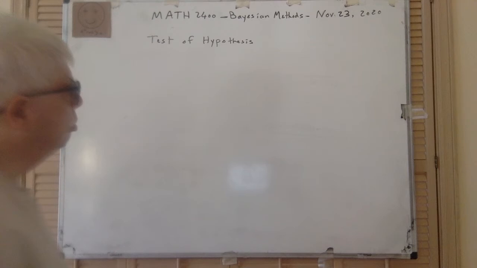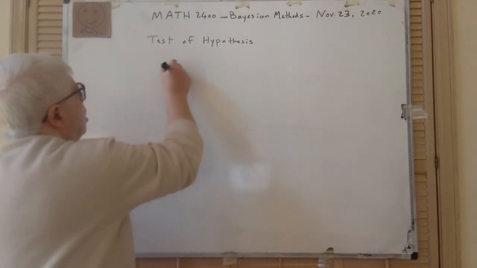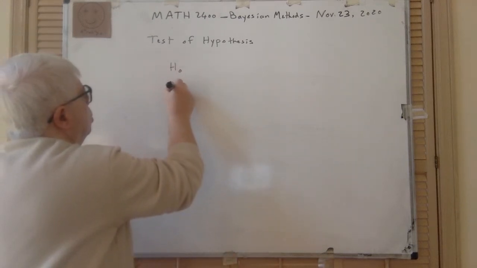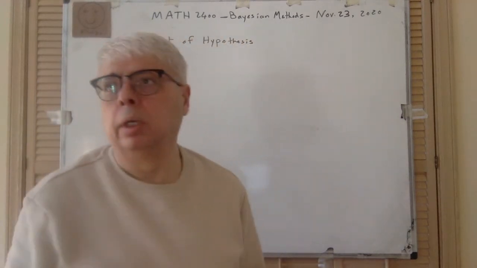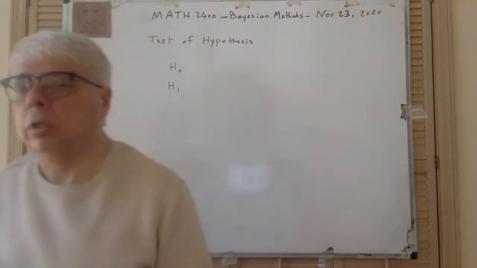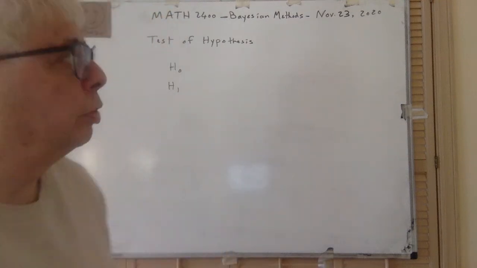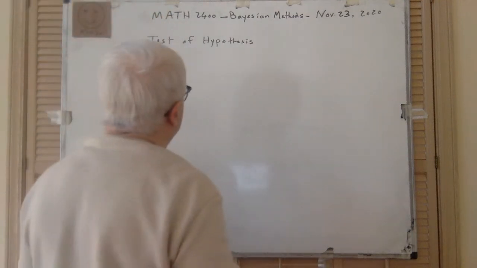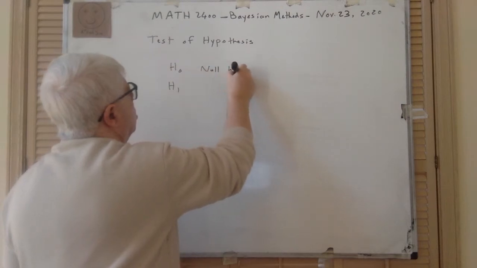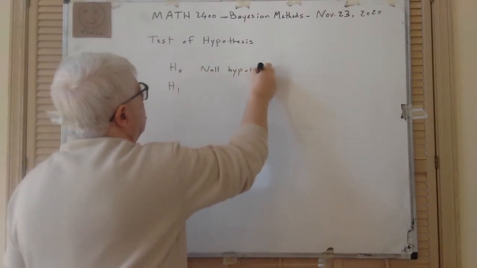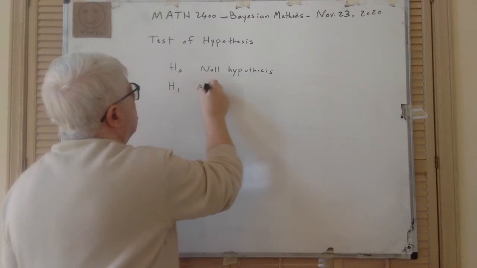So you're basically having two hypotheses, which you call H0 for null, and the other one alternate. So this is called null hypothesis and alternate.